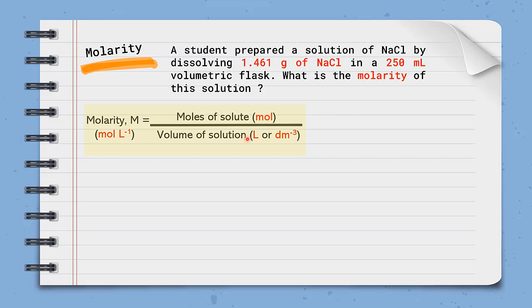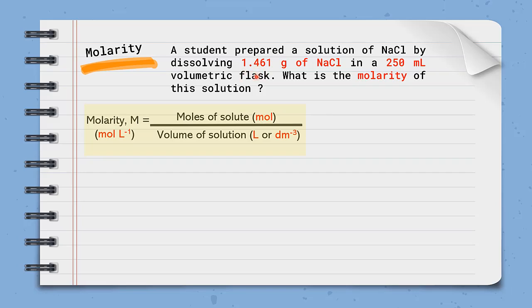And then you need to cross-check the information given with the variables in the formula. From the statement, you must also identify which is the solute, the solvent, and the solution. The solution is prepared by dissolving 1.461 gram of NaCl in a 250 mL volumetric flask. In general, we know a solution is solute dissolved in solvent. So NaCl being dissolved is the solute, and we're given its mass.